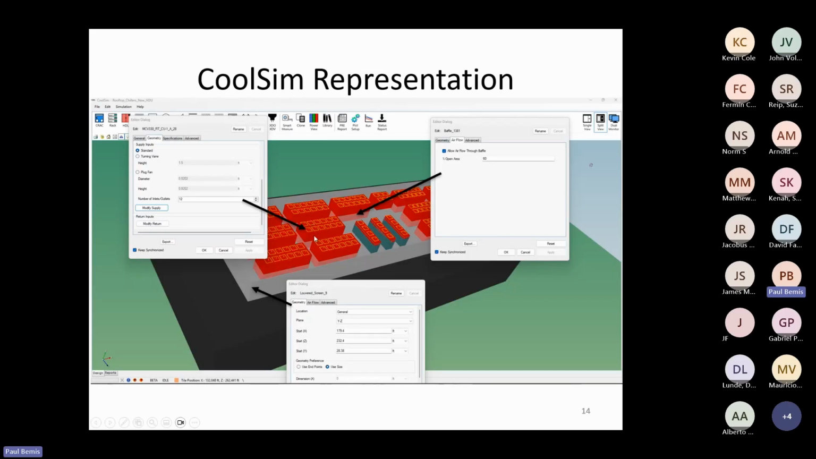And we have created in CoolSim a block for this. I'm going to show it to you in a moment. But this is what we call an HDU block. It is really a block with inlets and outlets on it that has a function in it that allows us to dump heat. It allows you to define the mass flow rates.